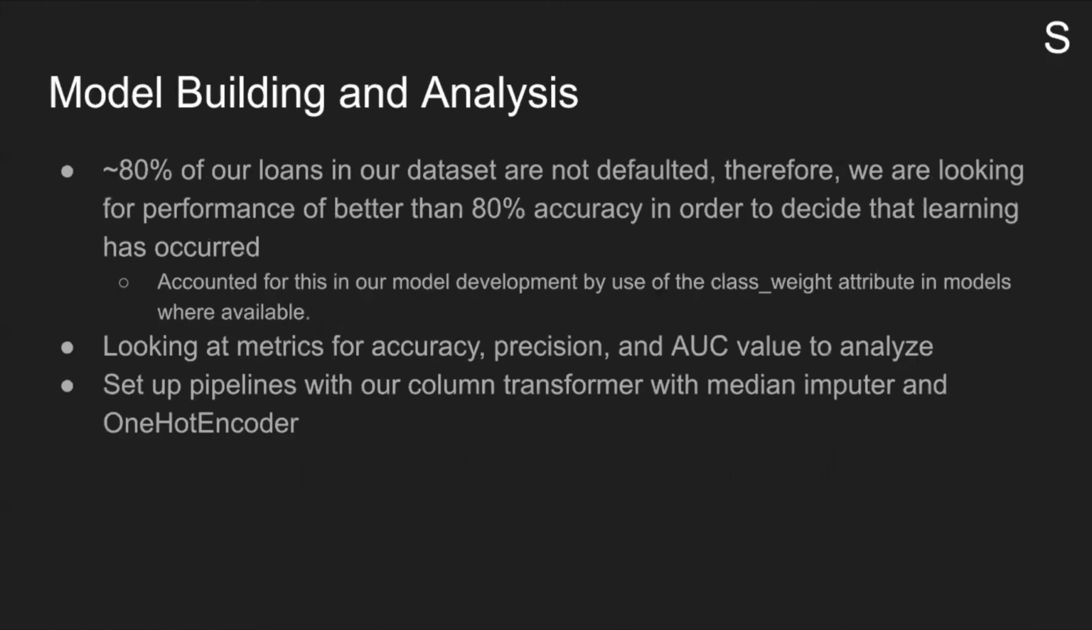About 80% of the loans in our data set are not defaulted on. So we need to find models that have a performance of better than 80% accuracy in order to justify that learning has occurred based on these models. We also looked at precision and AUC as analysis metrics, and we set up pipelines with a column transformer, with a median imputer and a one-hot encoder, as discussed previously.